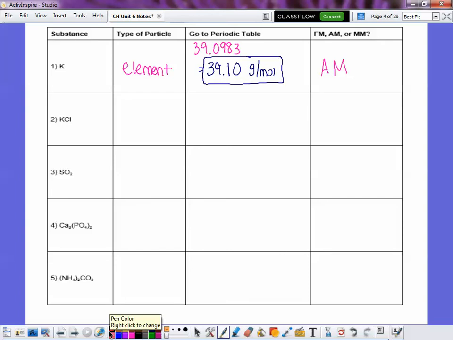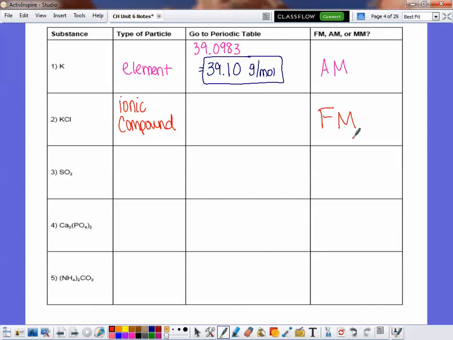All right, so the next one, KCl. What type of particle is KCl? It's an ionic compound. So are we calculating FM, AM, or MM? FM, formula mass, because it's for an ionic compound. All right, so let's calculate it.